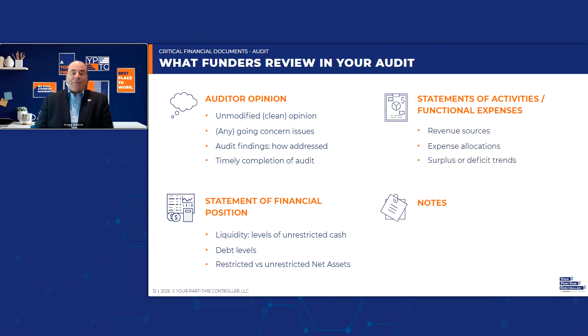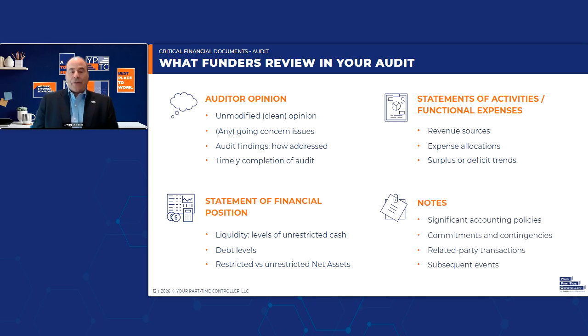They're going to then go to the statement of activities and functional expenses. Funders are going to look at revenue sources and to see whether they're diversified. They're going to pay close attention to expenses, how they're allocated, especially looking at allocations between program versus administrative costs. And they're going to look at trends over time. Are there consistent surpluses? Are there ongoing deficits? And finally, they're going to read the notes that accompany the financial statements. And those notes are going to provide some context. That's going to include accounting policies, commitments and contingencies, related party transactions, and even events that occurred after the year end. So let's take a deeper dive into each one of these.